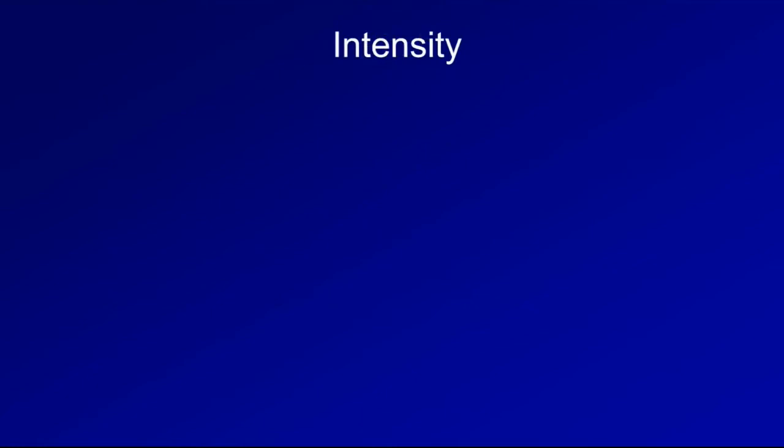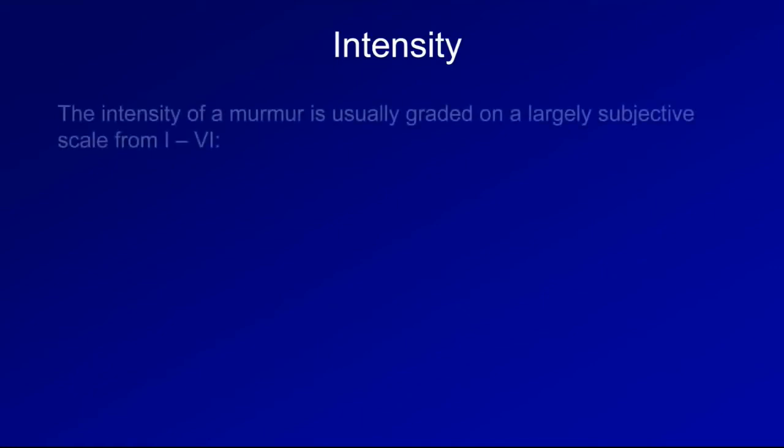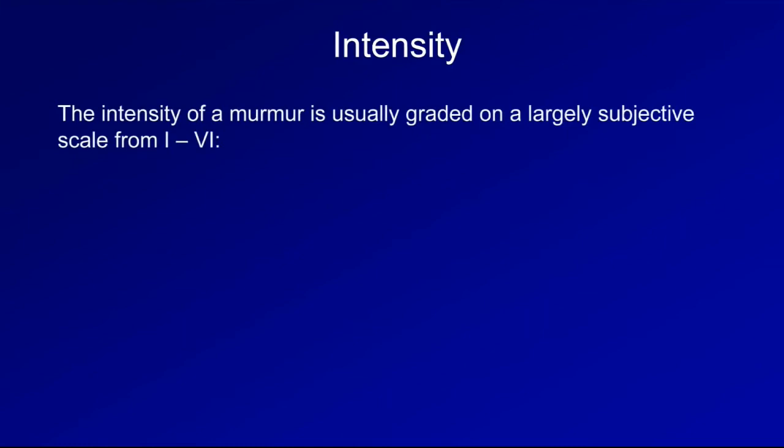The intensity of a murmur essentially describes how loud the volume is. The intensity of the murmur depends upon a variety of physiologic properties, such as the velocity of blood flow at its origin, and the acoustical properties of the intervening tissues. It is additionally influenced by the hearing and experience of the examiner, the stethoscope the examiner is using, and the presence of ambient noise. It is usually graded on a largely subjective scale from 1 to 6.